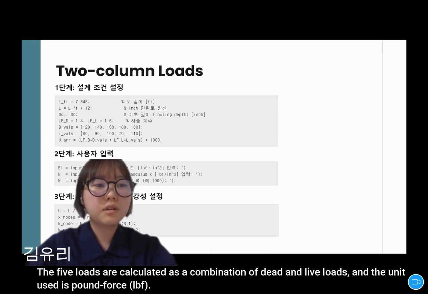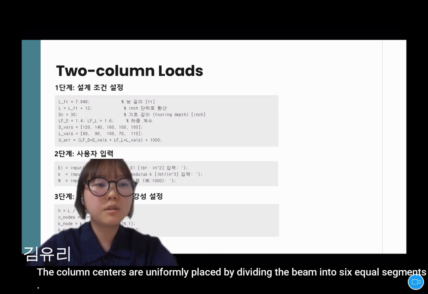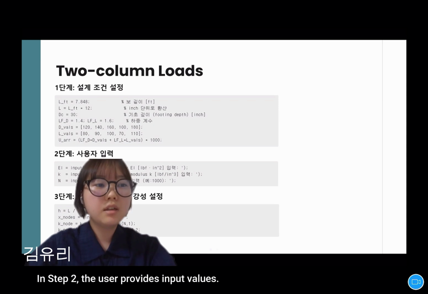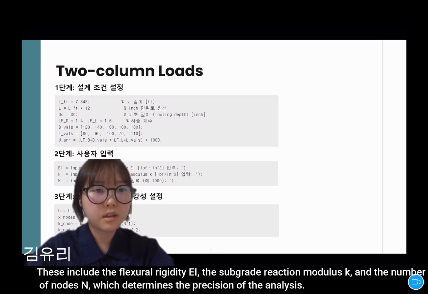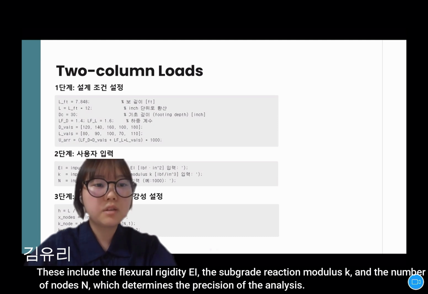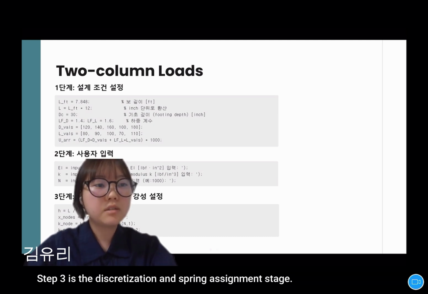The 5 loads are calculated as a combination of dead and live loads, and the unit used is pound. The column centers are uniformly placed by dividing the beam into 6 equal segments. In step 2, the user provides input values. These include the flexure rigidity EI, the subgrade reaction modulus K, and the number of nodes N, which determines the precision of the analysis. Step 3 is the discretization and spring assignment stage.